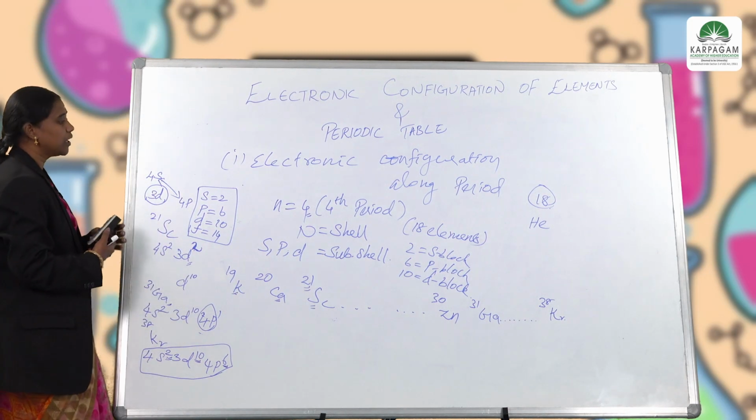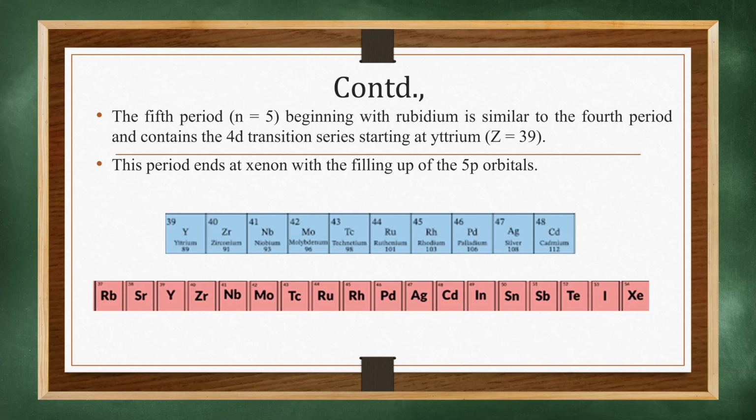And then another period, n equal to 5. Here the main shell is K, L, M, N, O, and the subshells are s, p and d subshells. Here also we have a total of 18 elements.